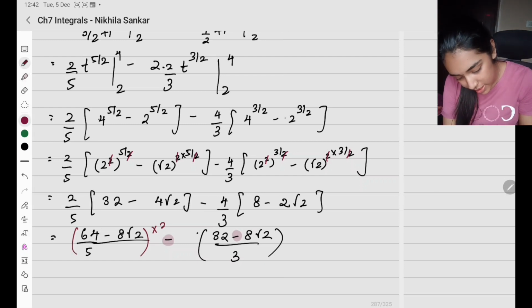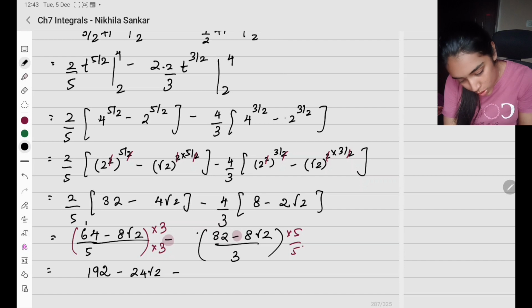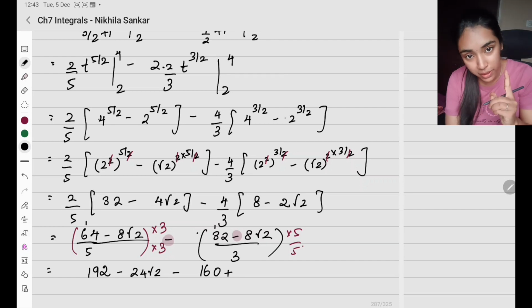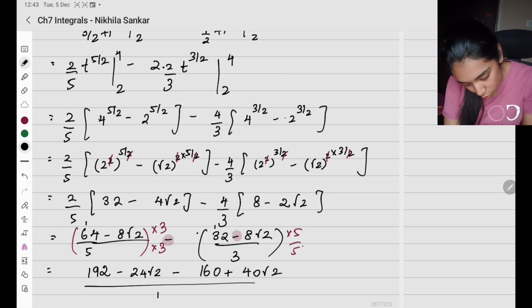So I can multiply this by 3 and multiply this by 5. So when I do that, I have 64 into 3. 4 3s are 12, 1 6 3s are 18, 19, minus 8 3s are 24 root 2, minus, here what do we have, 5 2s are 10, 1 5 3s are 15, 16, minus minus plus. Now I am multiplying the minus inside. Times 8 5s are 40. So 40 root 2, the whole divided by 15.